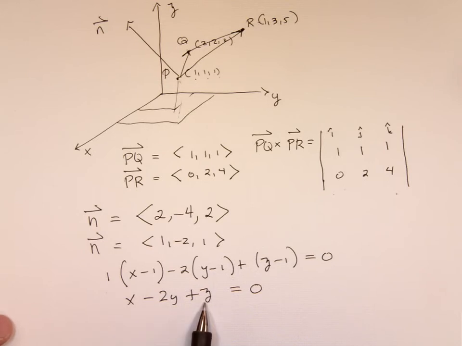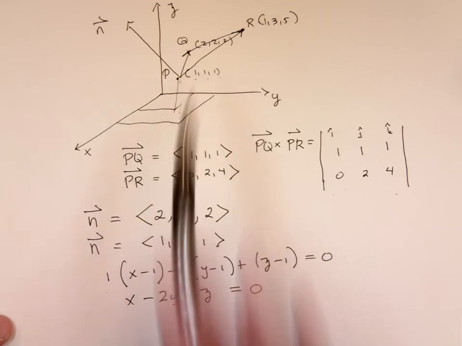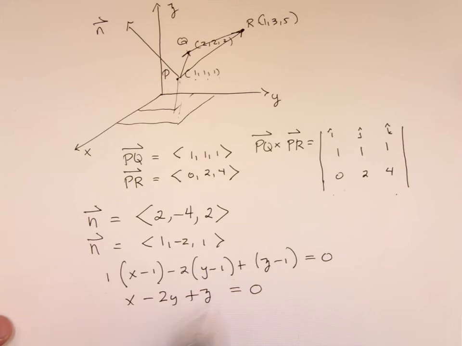The point 2, 2, 2, does it make it true? 2, 2. Yes, it does. 1, 3, 5, does it make it true? 1, 3, 5. Yes, it does. All 3 points are on this plane. Therefore, this is the equation of that plane.